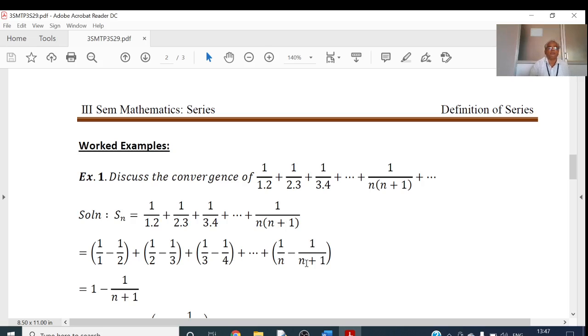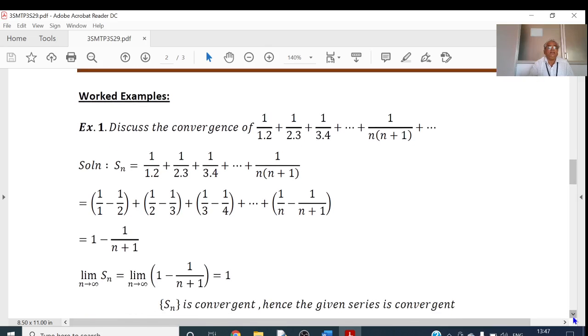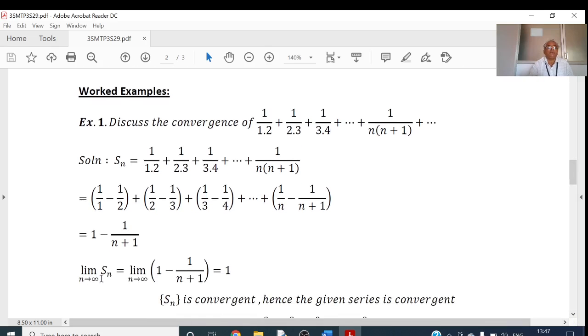and so on. 1 by n into (n plus 1) can be written as 1 by n minus 1 by (n plus 1). See here, 1 by 1 remains as it is, minus 1 by 2 plus 1 by 2 gets cancelled, minus 1 by 3 plus 1 by 3 gets cancelled, minus 1 by 4 plus 1 by 4 gets cancelled, minus 1 by n plus 1 by n gets cancelled. Then what remains is 1 minus 1 by (n plus 1). This is our Sn. Now if I take the limit of Sn as n tends to infinity, it equals the limit as n tends to infinity of 1 minus 1 by (n plus 1).